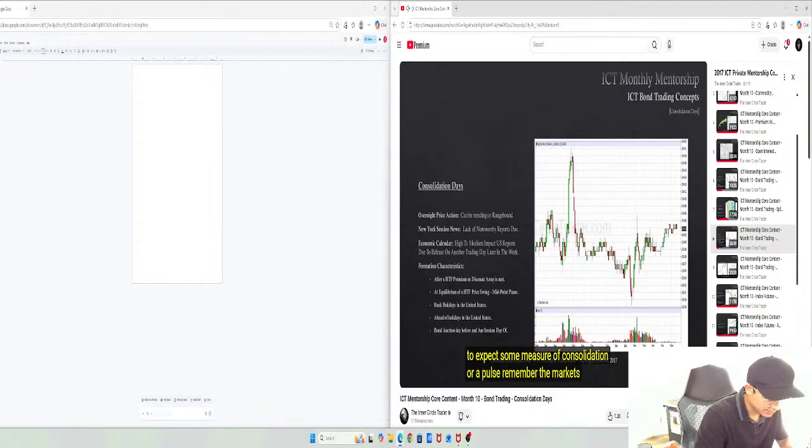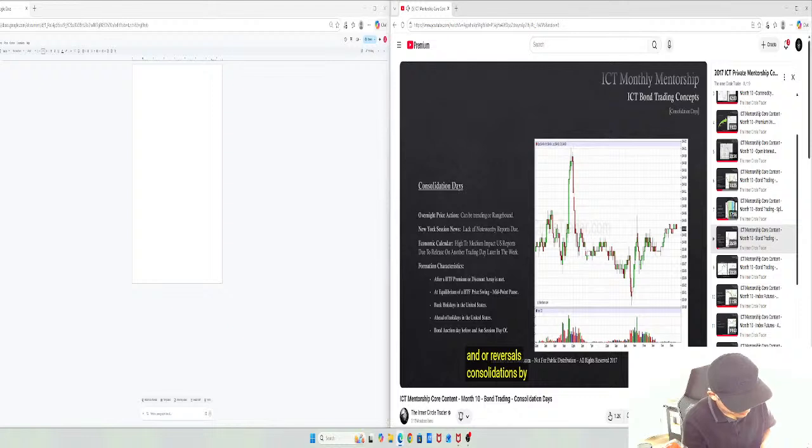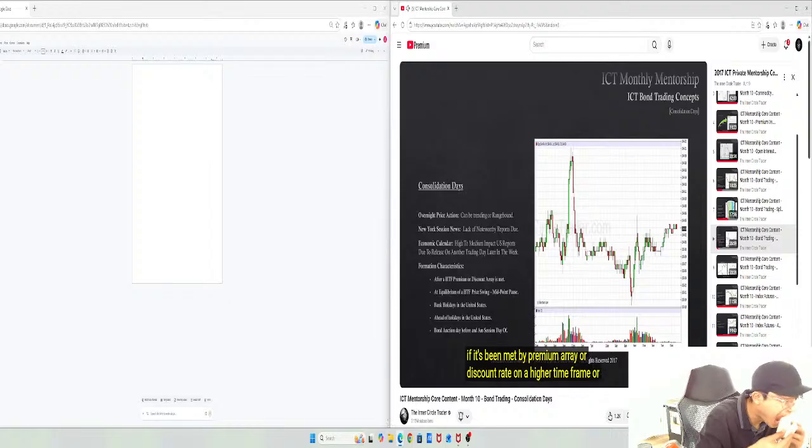And remember, the markets move from consolidation to expansion to consolidation to expansion. In the midst of all that, we will have retracements and or reversals. Consolidations by far and large will be the most dominant consideration when we look at price action. So if we know that there's going to be a likelihood of a pause or a consolidation before price makes its next move higher or lower, if it's been met by a premium array or discount array on a higher time frame, or it hits the equilibrium price point of a measured move or a longer term price swing that we think is going to unfold, price can consolidate at that midpoint.